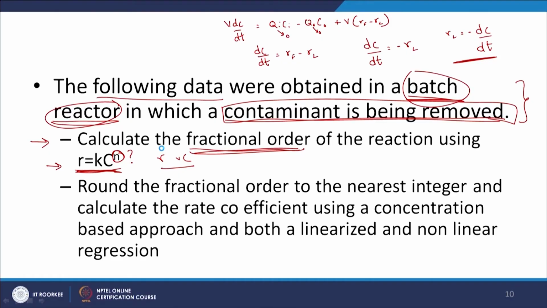So let us go back to the question again. What does it ask us to calculate? Calculate the fractional order of the reaction using R equal to Kc to the power of n. So how did we go about that? We had time and concentration, and we calculated minus dc by dt, which is the rate, and then we calculated the rate modeled.